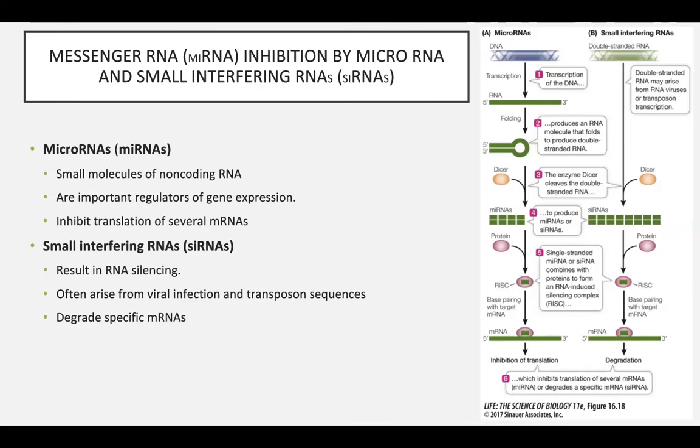They typically come from viral infections and transposons. Transposons are parts of the genome which can change their location within the genome itself, and small interfering RNAs degrade specific mRNAs. So they are similar. However, for microRNA, proteins allow the microRNA to bind to mRNA, which inhibits translation, and then that mRNA is degraded. While for small interfering RNAs, by binding to the mRNA, they cause the degradation themselves.